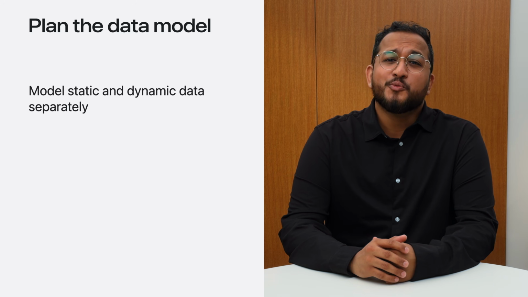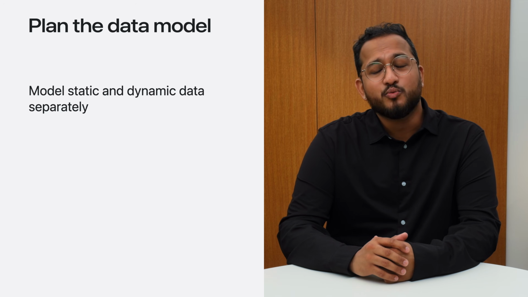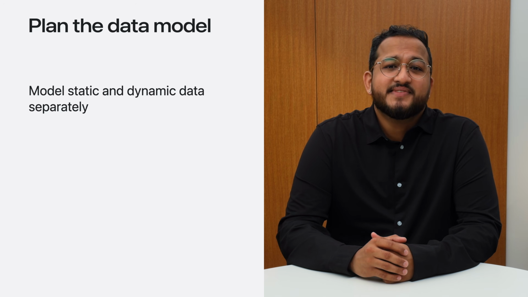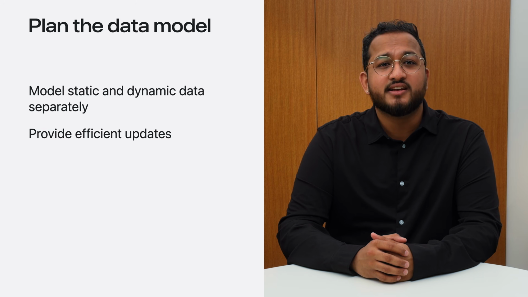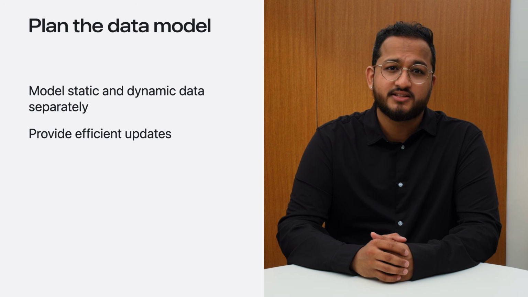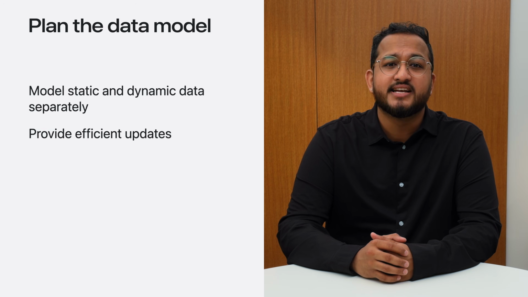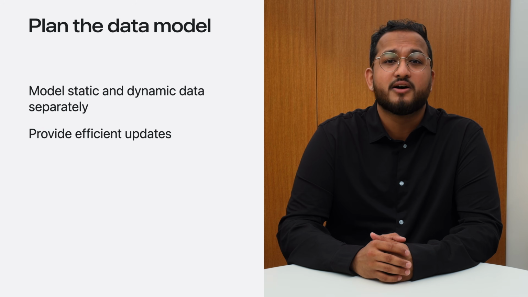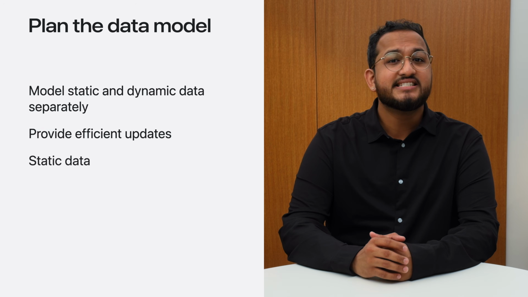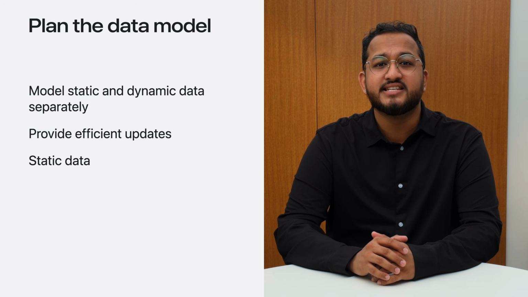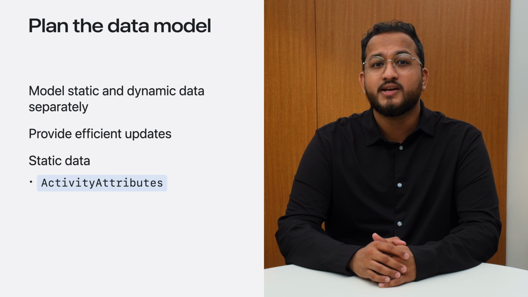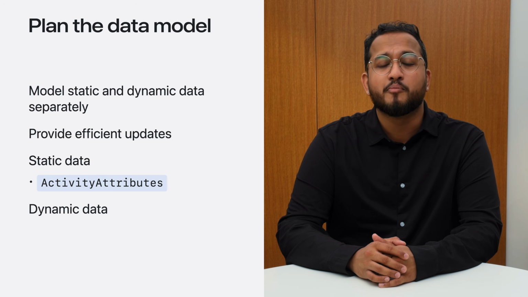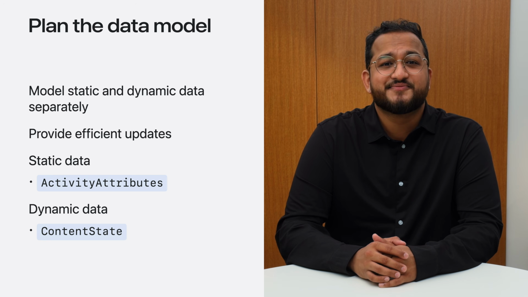I'll need to consider which parts of the data are static and which parts of the data are dynamic. That's because live activities treat static and dynamic data differently in order to provide efficient updates. Only the dynamic data can be updated during the lifetime of a live activity. Data that never changes will be contained in a struct that conforms to the activity attributes protocol. Values that do change over time are part of a separate content state struct.